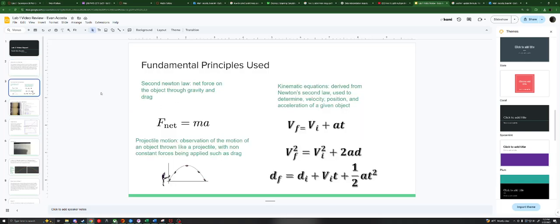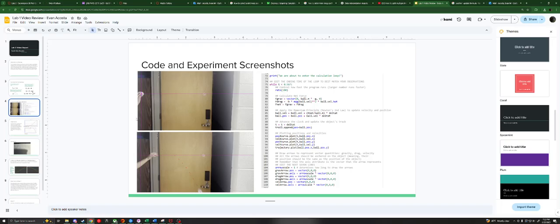Here are some fundamental principles that I used during the lab. So the first one is Newton's second law. It describes the relationship between F net and the mass and acceleration of an object. And basically, you can derive the kinematic equations from this, which allow you to determine the velocity, position, and acceleration of a given object at a given time. And then there's just the concept of projectile motion, which, as you can see by this little example right here, is basically just an object being thrown in an arc. And then it usually in the real world has non-constant forces being applied, like the force of drag and the force of gravity.